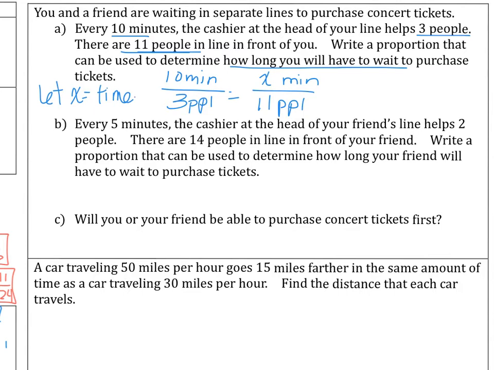Okay, so the problem does not ask you to solve, but I'm going to go ahead and solve this proportion. So 3 times x is 3x. 10 times 11 is 110. Divide by 3 on both sides to get 36.6. And we can go ahead and round that to 37 minutes.